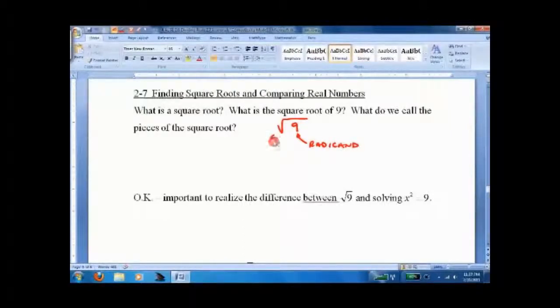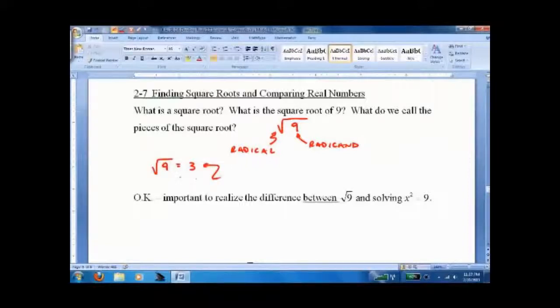This is called the radical. Do not get hung up on them. Most math teachers don't use them, but on occasion you'll see radicand. A radical usually refers to the whole thing. So, what is the square root of 9? Square root of 9 equals 3.